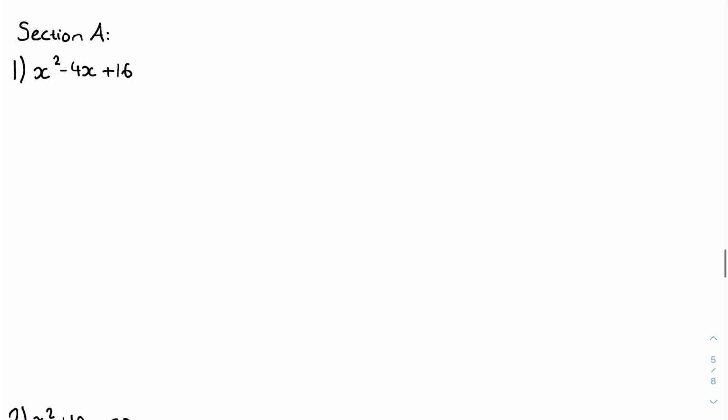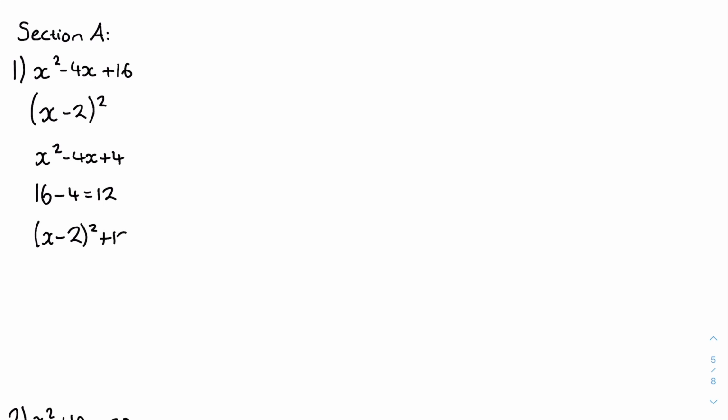So we'll start off by writing in brackets x minus half of 4, which is 2, all squared. We then want to expand this out, so we would then have x squared minus 4x plus 4. And now we're looking, how do we get from 4 to 16? So we'll do 16 take away 4, which is 12. So our final answer here is going to be x minus 2 squared plus 12.